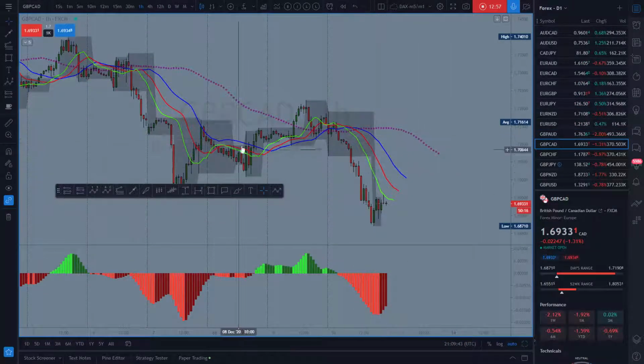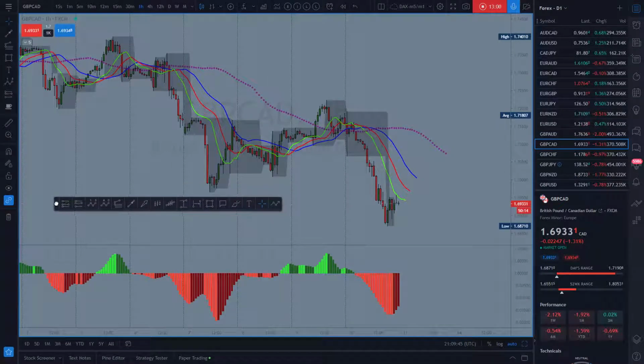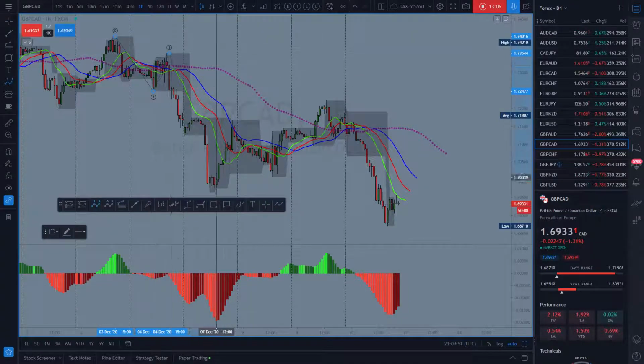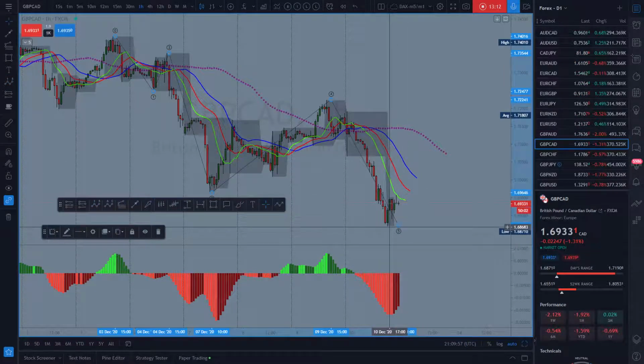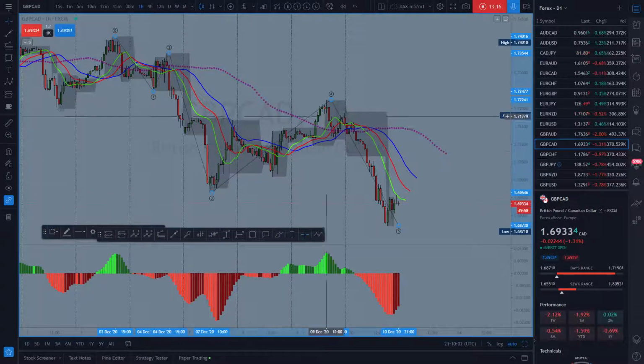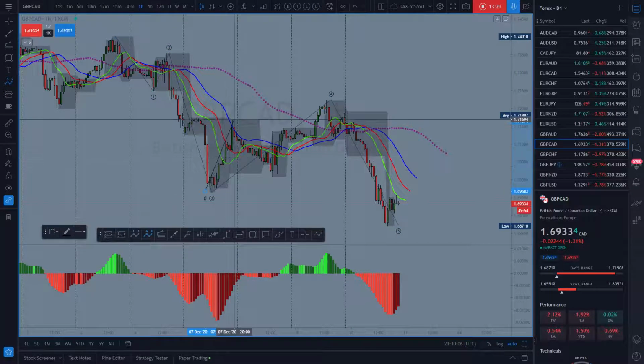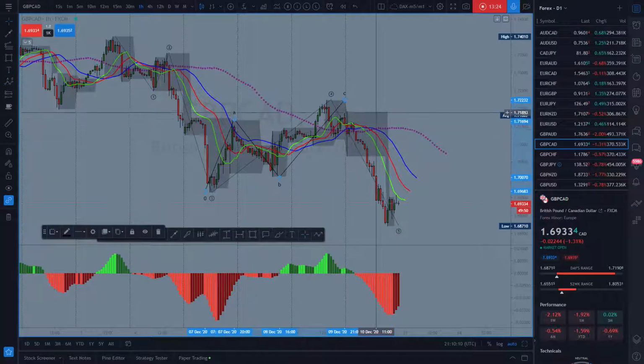GBP CAD, similar story, but very clear wave count on this. Let me do that for you. 1, 2, 3, 4, and a 5. This wave is quite impulsive, can turn into a new 3. You can see within the wave 4, we also see a very clear A, B, and a C. It's very clear inside it.